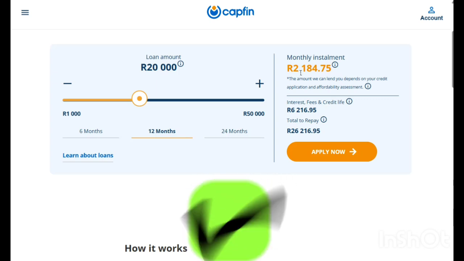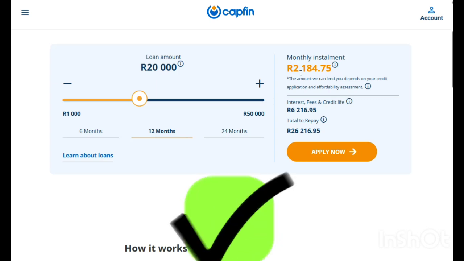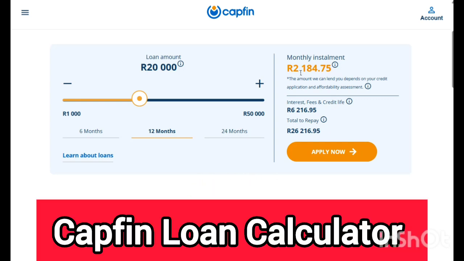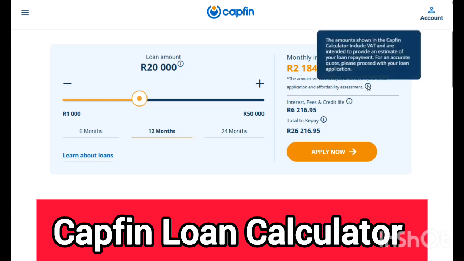So if you take 20,000 rands for 12 months, every month you are going to pay 2,184.75 rand. All right, so let's look at this particular tip also.